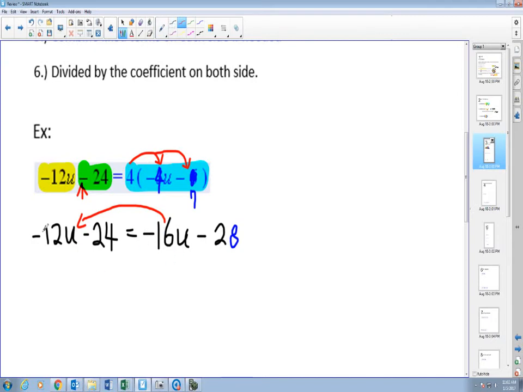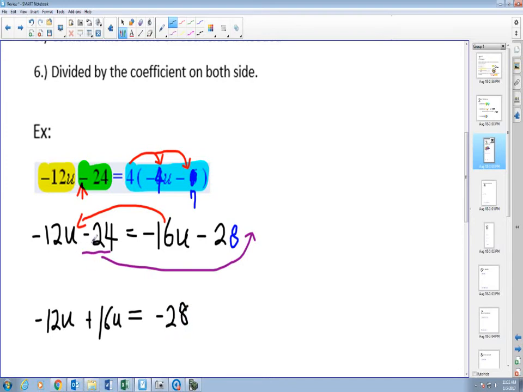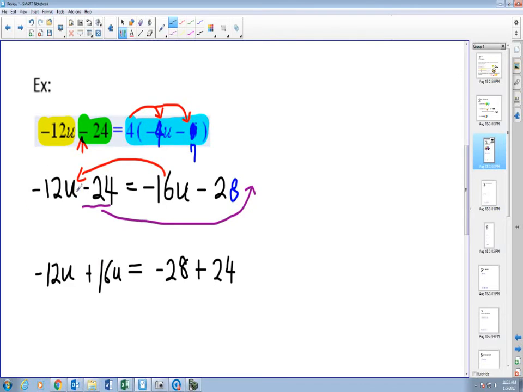Alright, so if all the u is going to be on the left side, that means this negative 24 has to be moved to the right hand side. On the left side, negative 12u is still there. When the negative 16u moves over to the left side, it becomes positive 16u. The right side, negative 28, is still there. When the negative 24 moves over to the right hand side, it becomes positive. I moved my variable term to the left side in this problem because the variable term on the left is bigger.